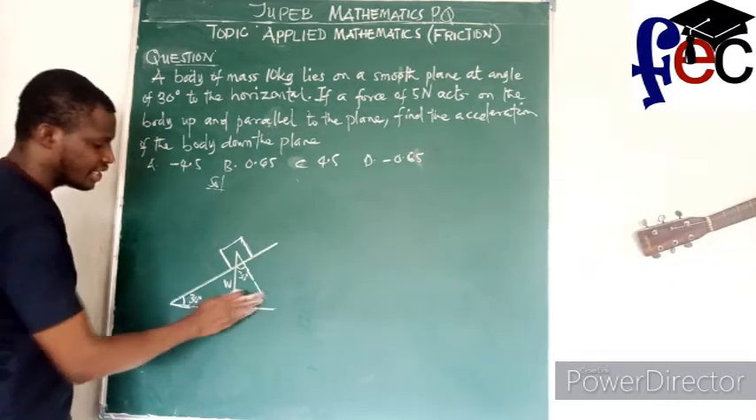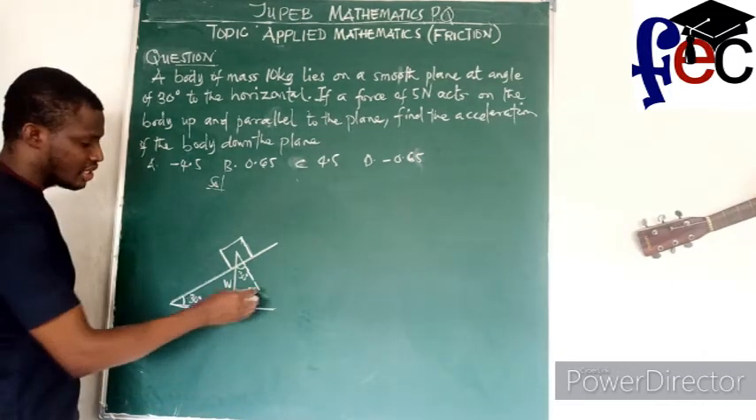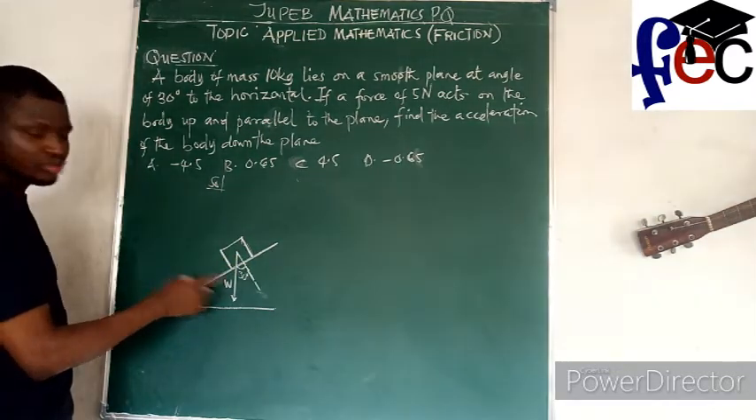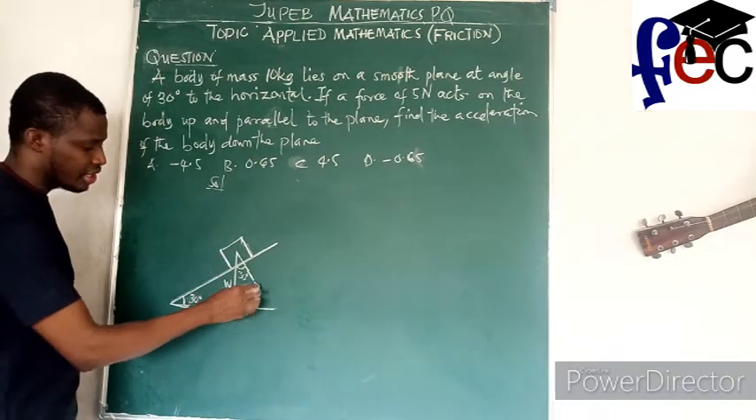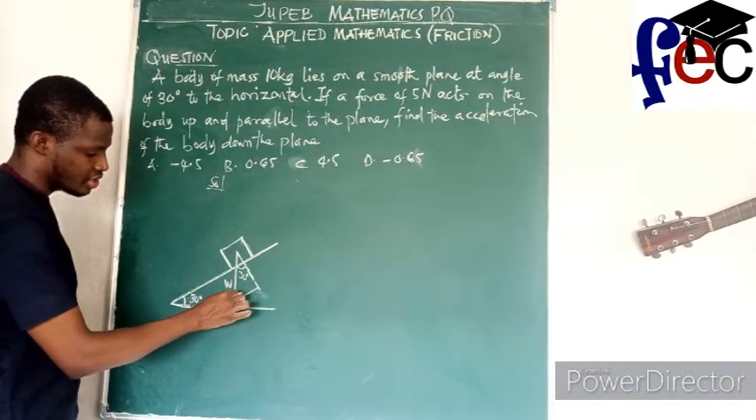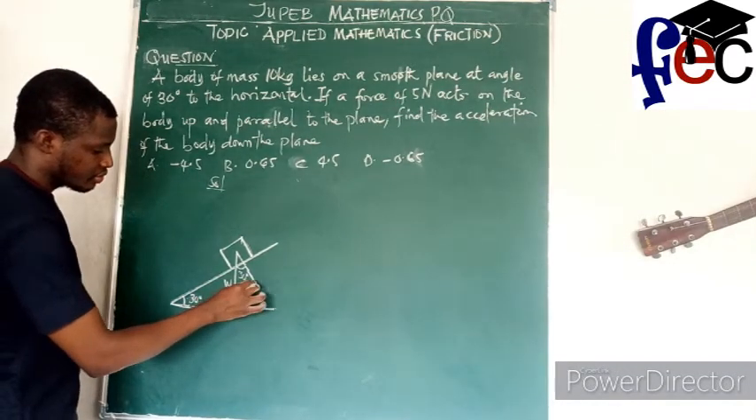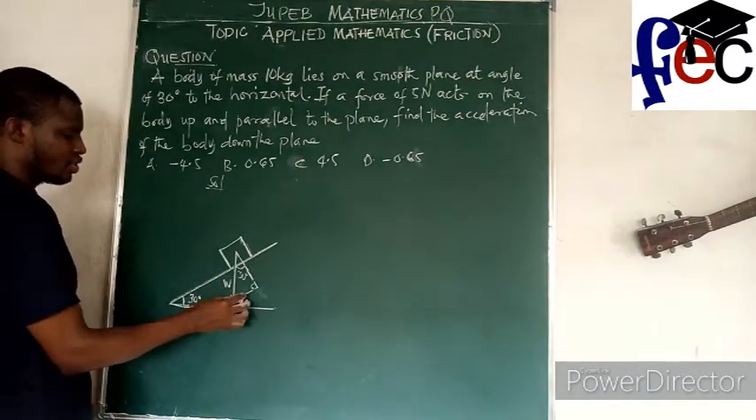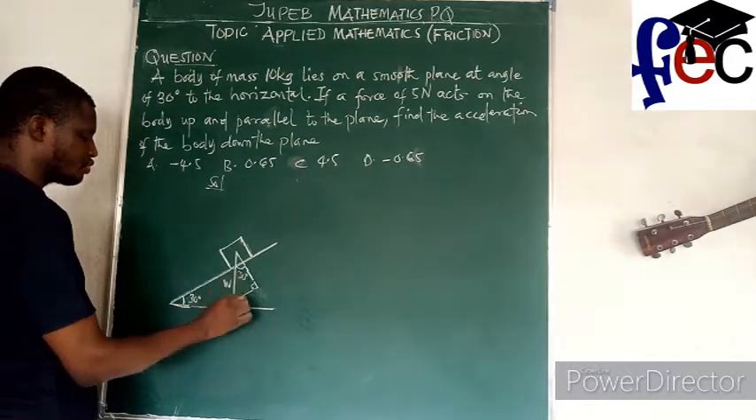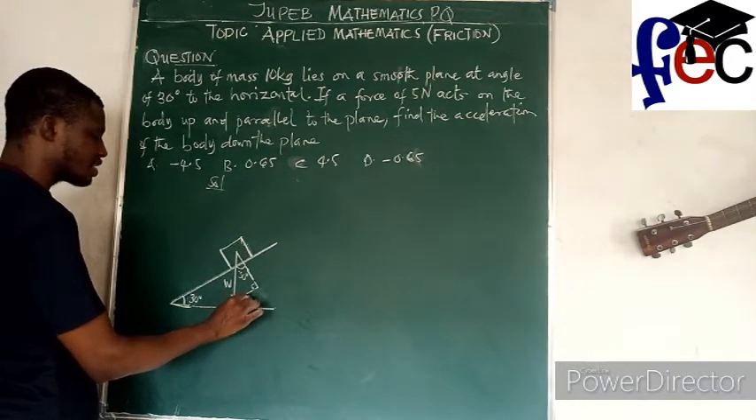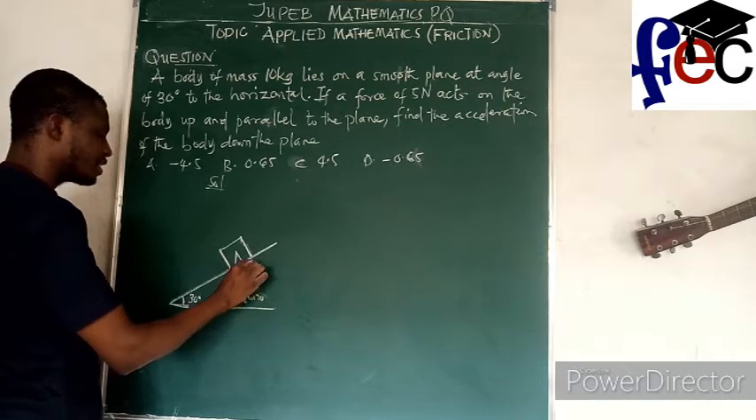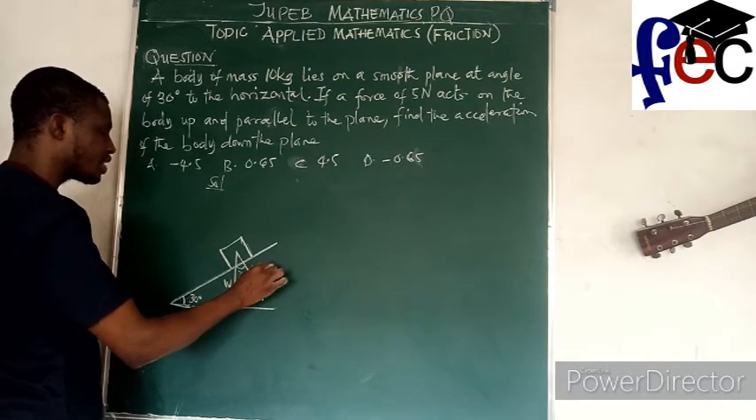And we have agreed that you can get the components by drawing a line that is parallel to the plane to enclose a right angle triangle here. So you can see that this way. So that means the component along the plane will be W sine theta, that's W sine 30 degrees, and the perpendicular component will be W cos 30 degrees.